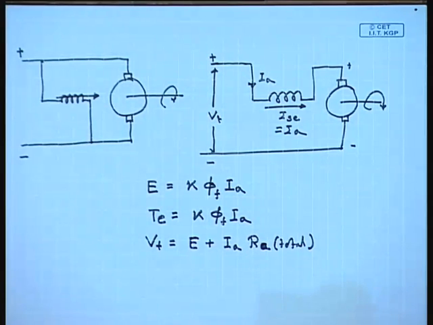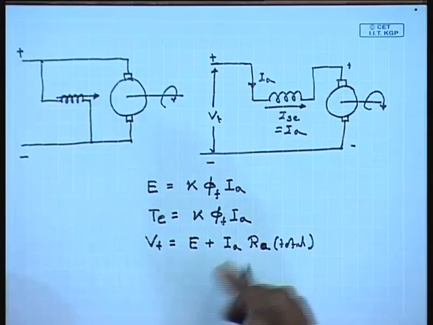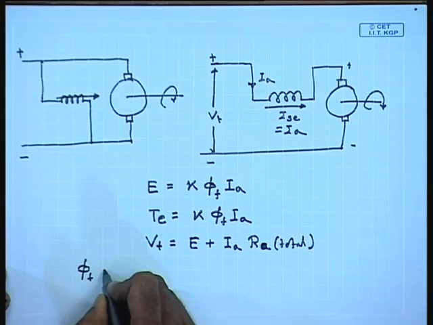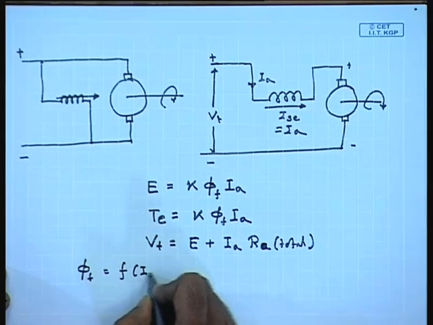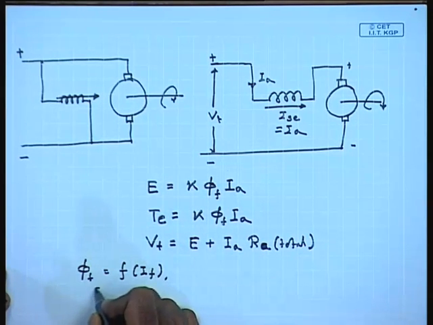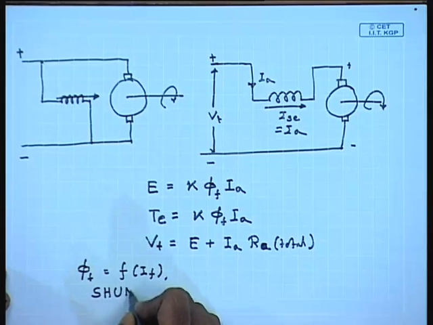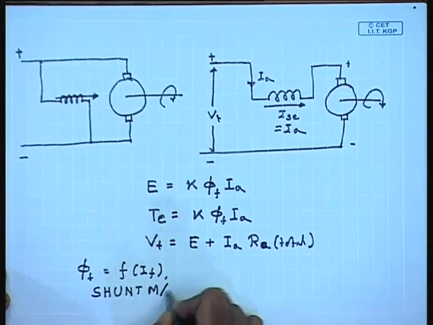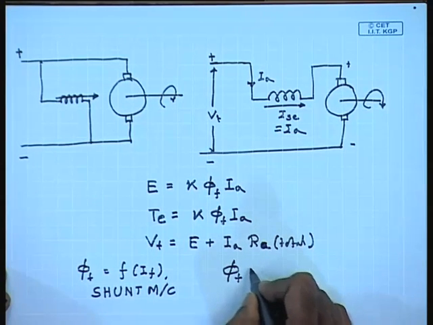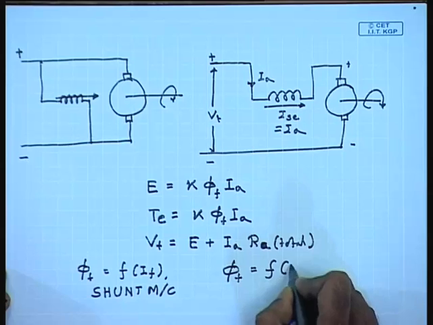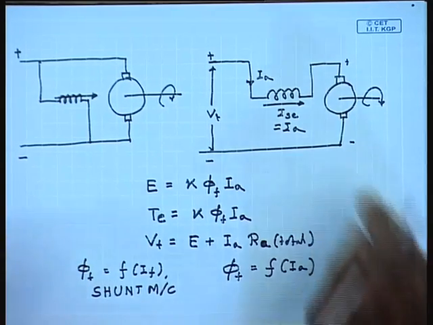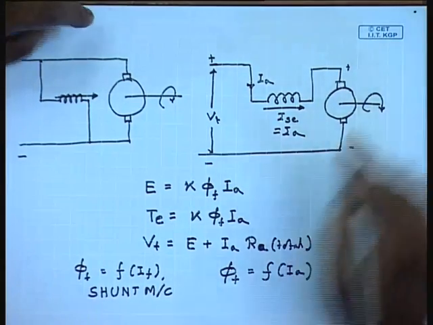Now, while for a shunt machine phi f is a function of I_f, which can be controlled independently, this is the shunt machine. For a series machine, phi f is a function of I_A, which is given by the magnetization characteristics of the machine. This is the series machine.